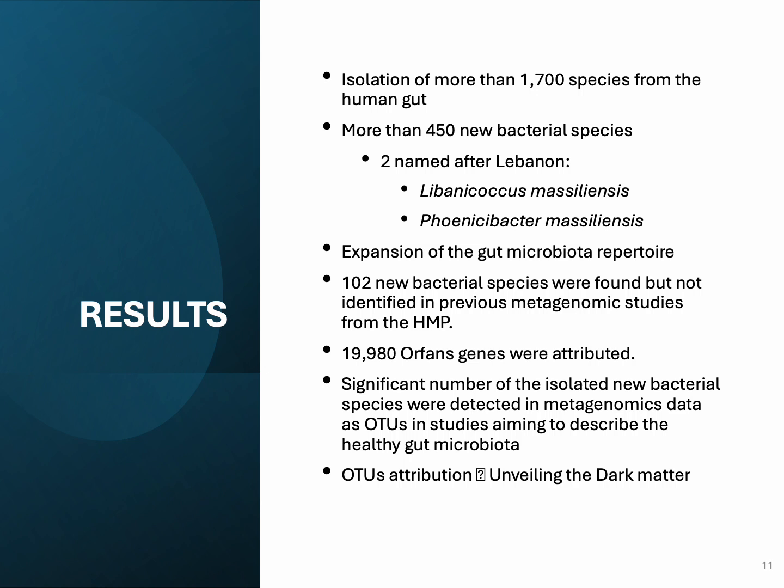This effort supported the expansion of the gut microbiota repertoire, and among these 450 novel organisms, 102 organisms were found but not identified in previous metagenomic studies from the Human Microbiome Project. We were able to attribute around 20,000 orphan genes, and a significant number of the isolated new bacterial species were detected in metagenomic data as OTUs in studies aiming to describe the healthy gut microbiota.